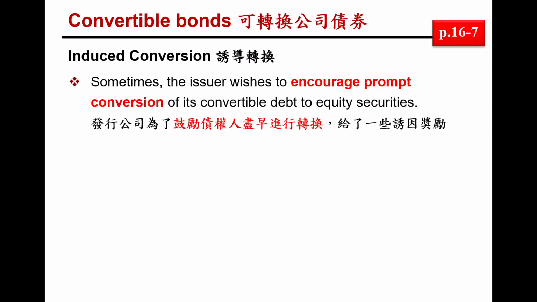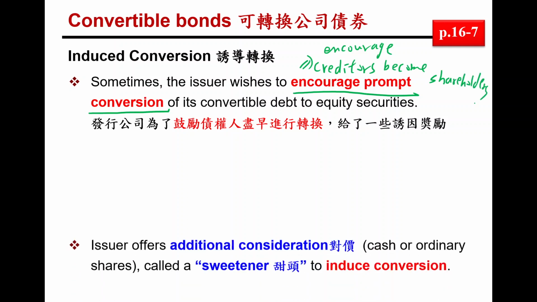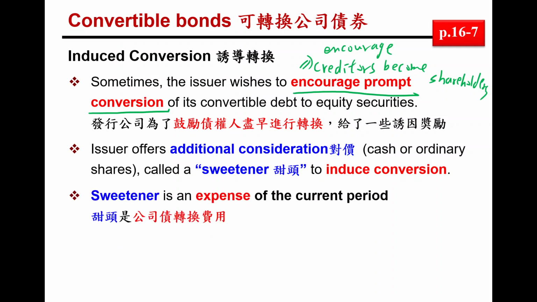Okay. So here, induced conversion means you want to encourage creditors to become your shareholders. Because of that, you have to give them some incentives. Okay, so this is the part we want to talk about. Encourage creditors to become shareholders. So you give them some incentives. Some incentives means what? You have to give them some additional money or additional shares, and so on. All of these kinds of incentives we call sweeteners, sweetener, 甜头. So for this part, sweetener, you give them some additional money or additional shares.